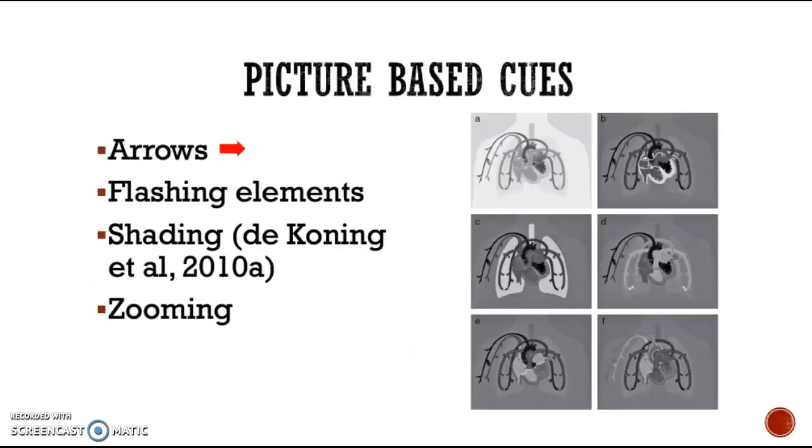The second type is the picture-based cues. These can be seen by the use of arrows, flashing elements, or shading, such as the study that was conducted by De Koning et al. in 2010. I also attached the picture from our textbook here on the right. As you can see, all elements except for the cued subsystem are shaded and therefore less salient, so that learners' attention can be guided to the target elements.